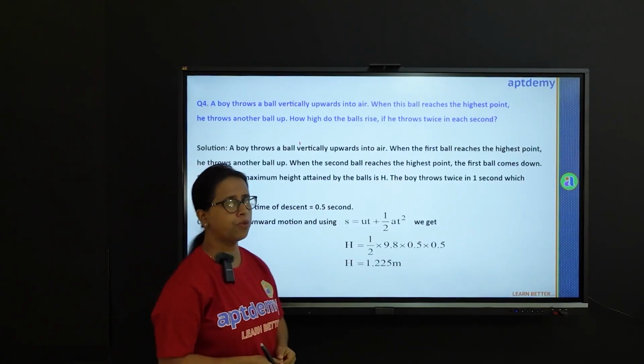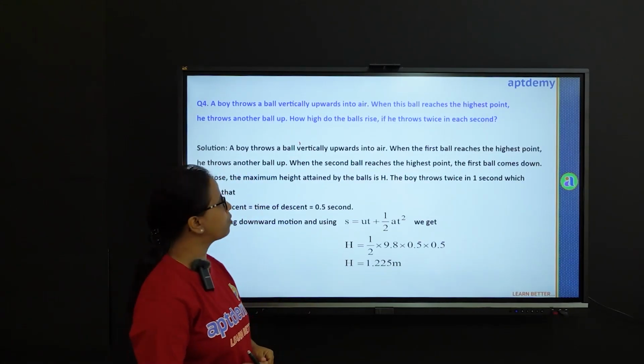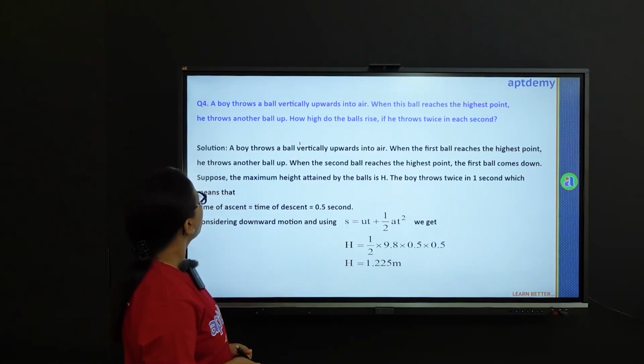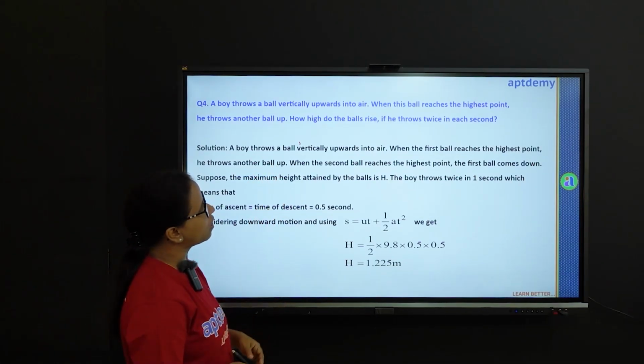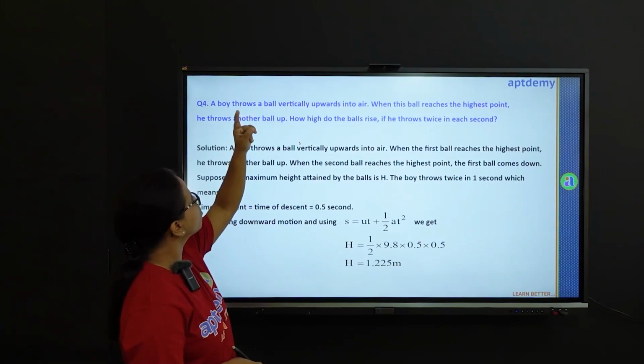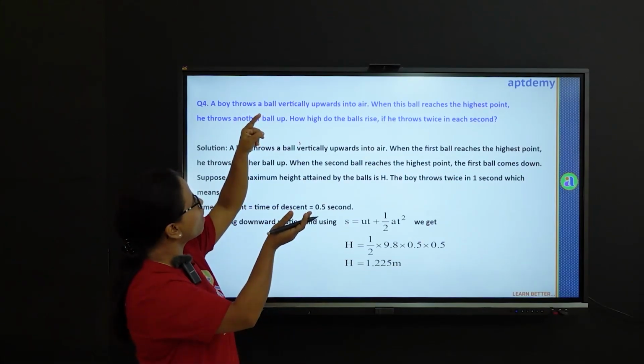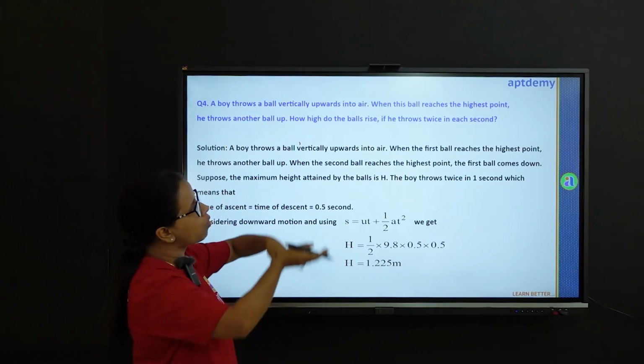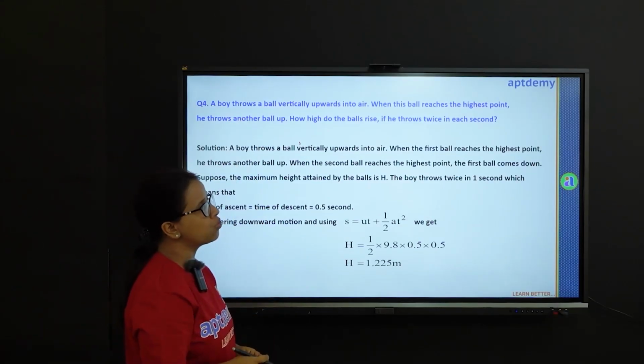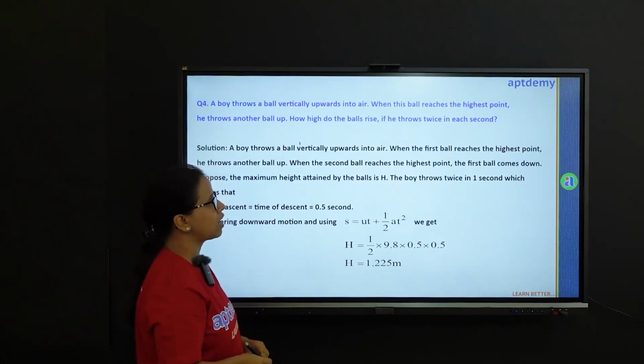Now some associated problems. This is one of my favorite problems. Just have a look at it. A boy throws a ball vertically upwards into the air. When this ball reaches the highest point, he throws another ball up. How high do the balls rise if he throws twice in each second?